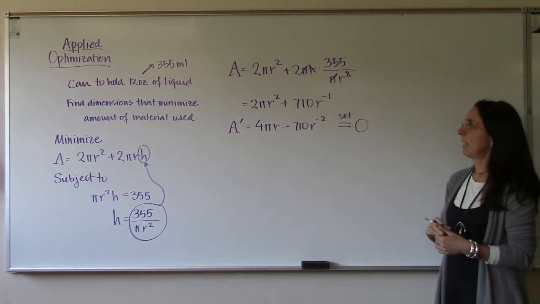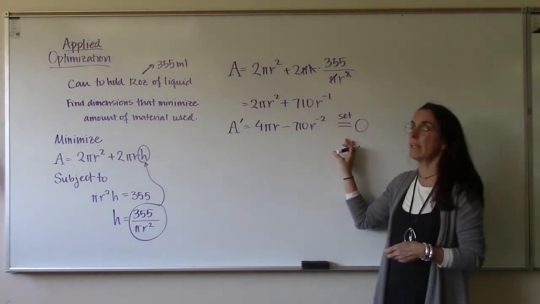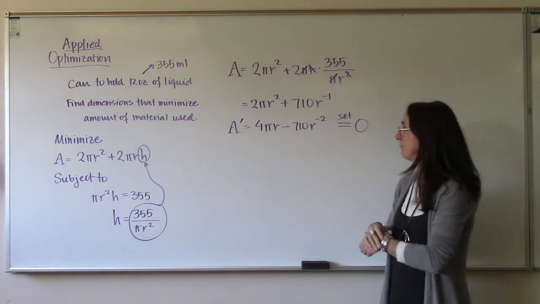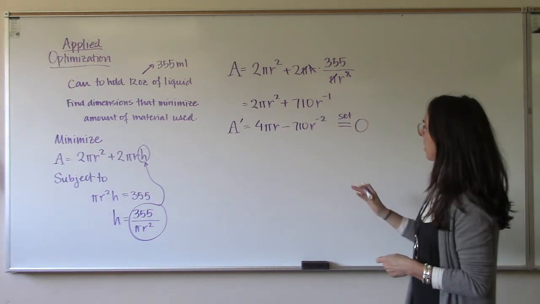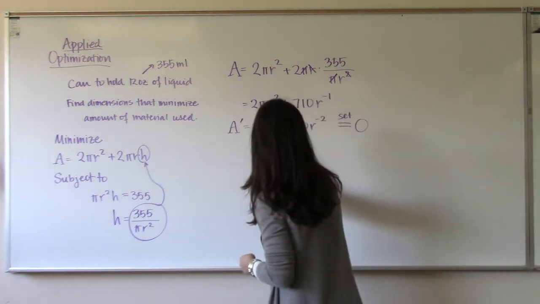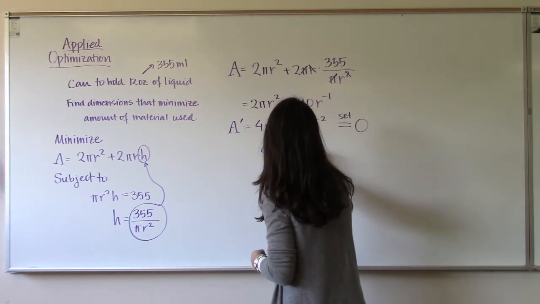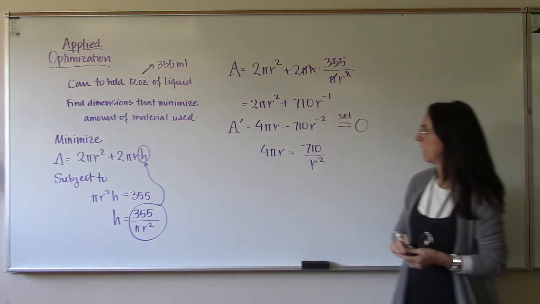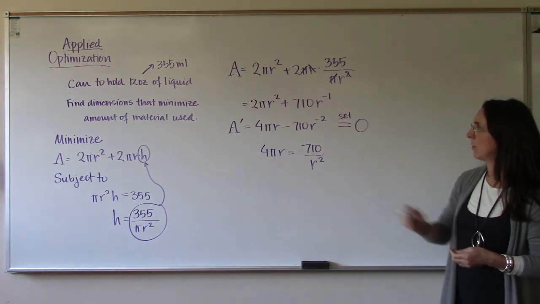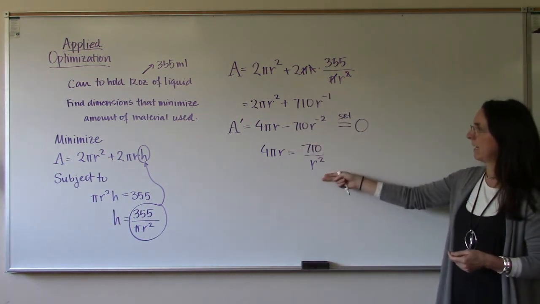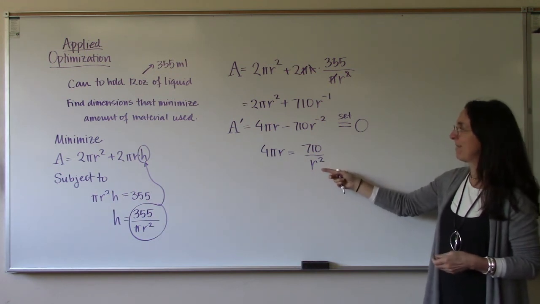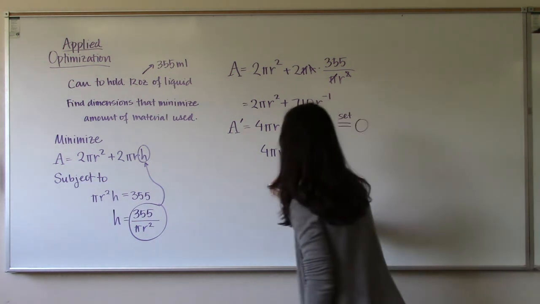Here's what we get, and I've set the derivative equal to 0 so that I can look for the critical points, right? And so when I solve this, let's see, what do I get? If I move this over to the right, then I get this. I'm going to multiply both sides by R squared.